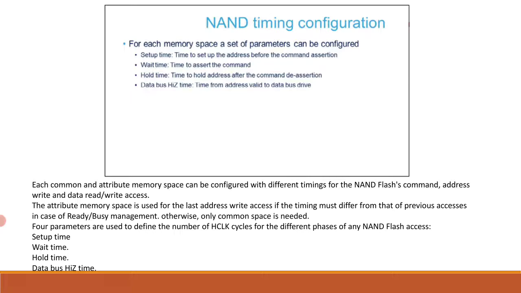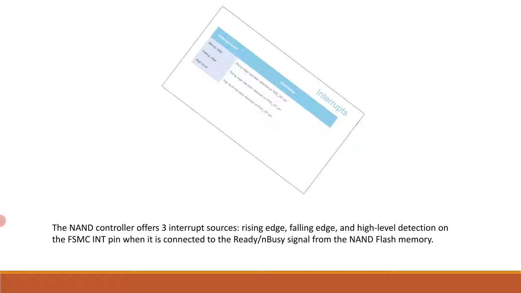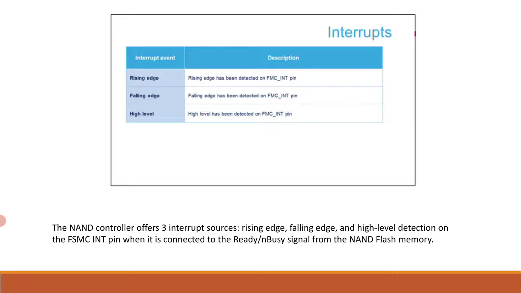Now let's look at interrupts with the rising edge, falling edge and high level. 3 interrupt sources, right? So the FSMC INT pin on detection will trigger when it is connected to the ready or busy signal for the NAND flash memory.